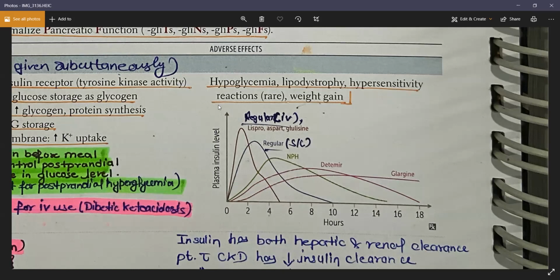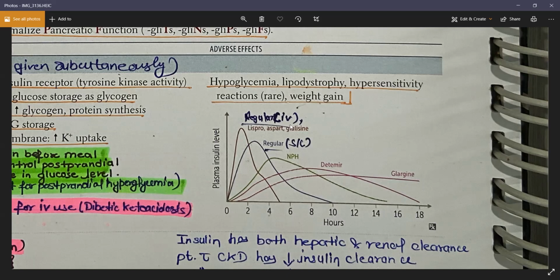Once the decay is normal, you will shift the patient from IV regular insulin to subcutaneous regular insulin, once the patient is treated. Just before discharge, you will switch the patient to lispro, aspart, glulisine, and once-daily glargine.